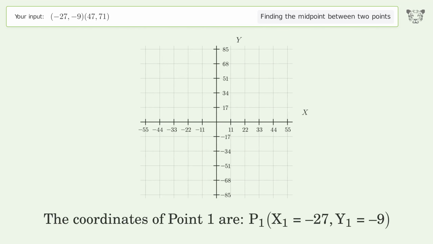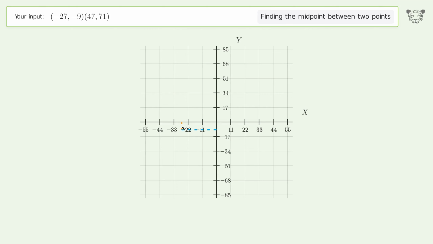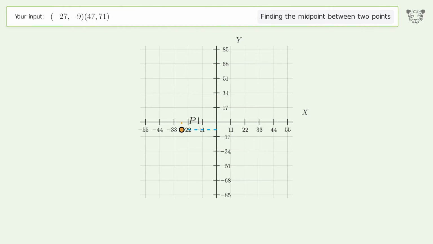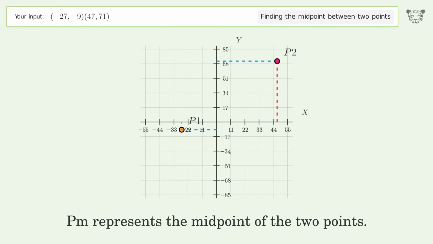The coordinates of point 1 are x1 equals -27, y1 equals -9. The coordinates of point 2 are x2 equals 47, y2 equals 71. PM represents the midpoint of the 2 points.